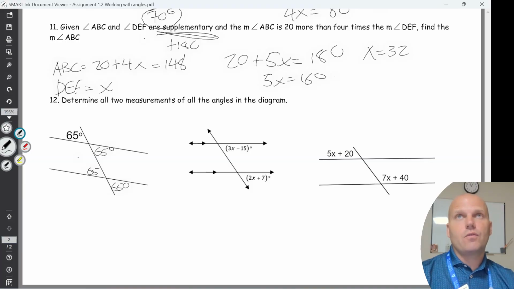If I understand vertical angles have to equal each other, this has to be 65 and this has to be 65. How do we know vertical angles have to equal each other? Well, we know this is 65. This has to be 115 because they add up to 180. Well, if that is 115, then that has to be 65. So it works out just by working your way around.